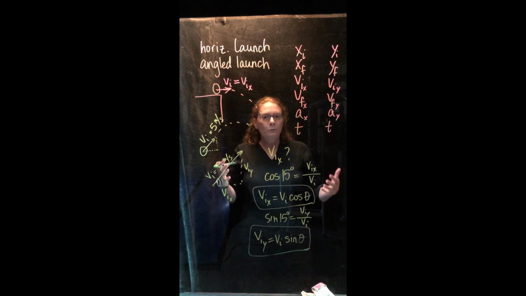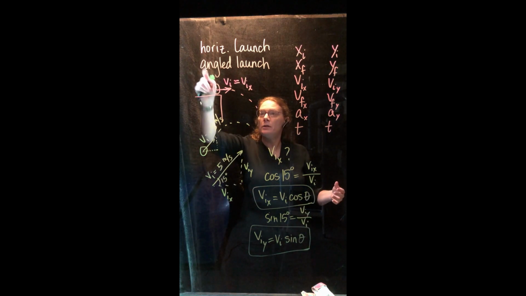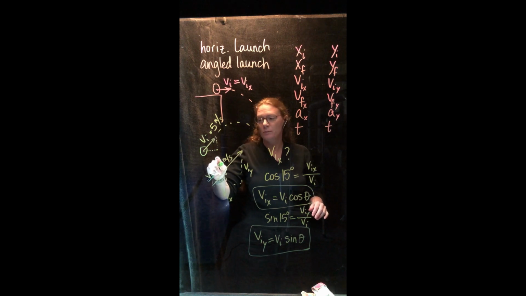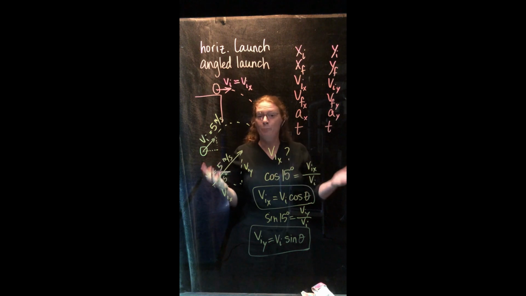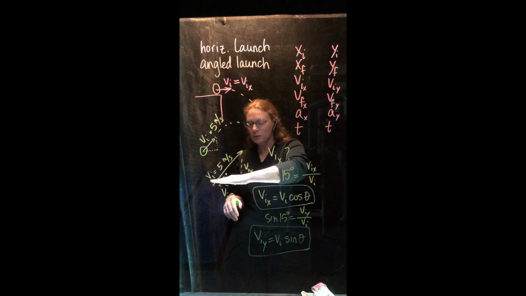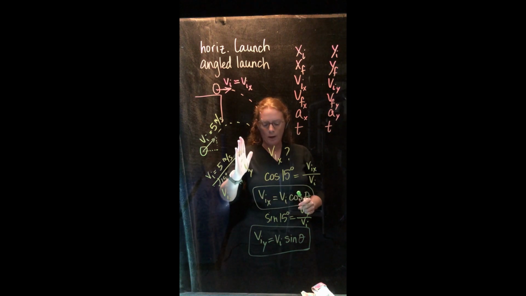So when we have problems with angled launches, the first thing you're probably going to want to do is say, oh, I've got to break that angle up into its components. I can't use the initial speed because it's not in x, it's not in y, it's both. So I've got to split them up. Say they're independent, I've got to deal just with Vix or just with Viy.